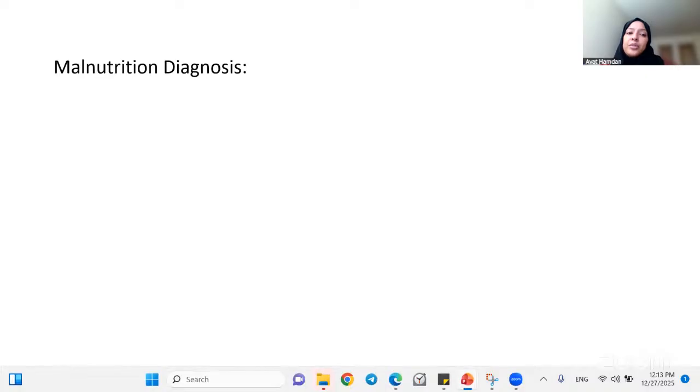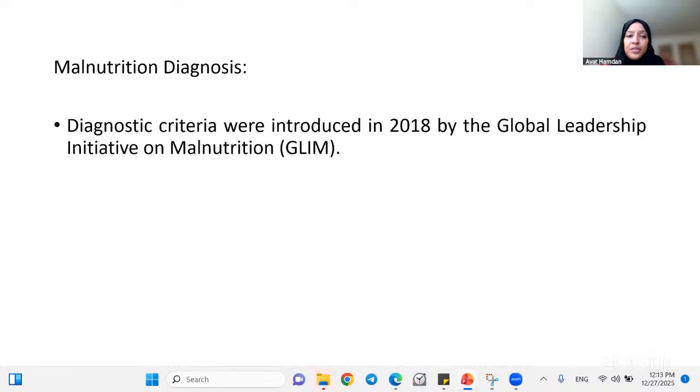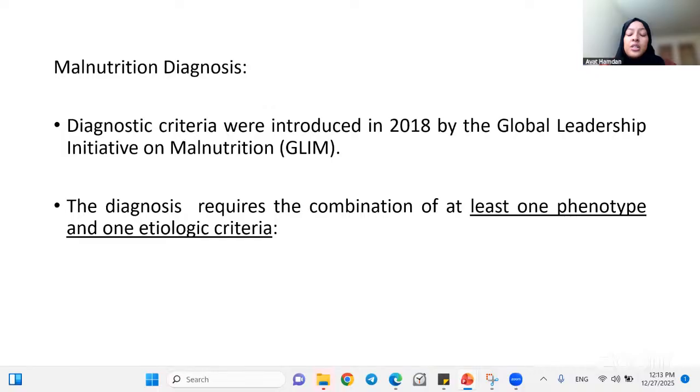So what is malnutrition? To define malnutrition is a little bit complicated. So we will take one of the definitions based on the Global Leadership Initiative on Malnutrition. This initiative began in 2018, where they introduced diagnostic criteria. The diagnostic criteria are based on 2 categories, so we need at least 1 phenotype criterion and 1 etiological criterion. If I'm going too fast or if there are any questions, I will try to look in the chat.